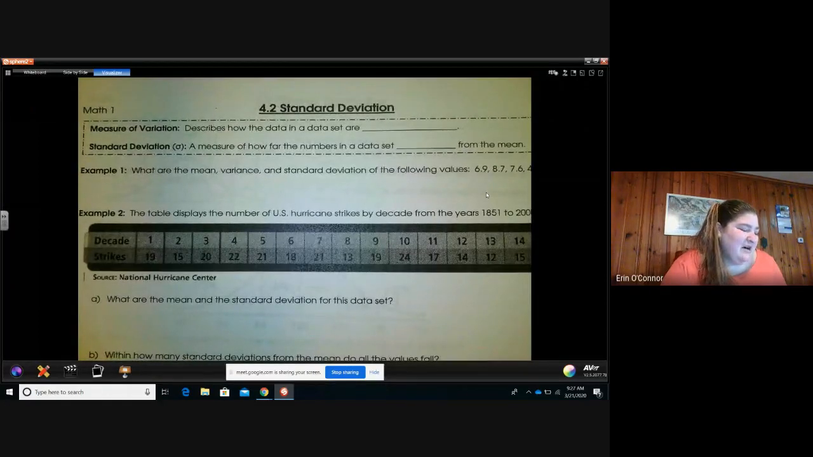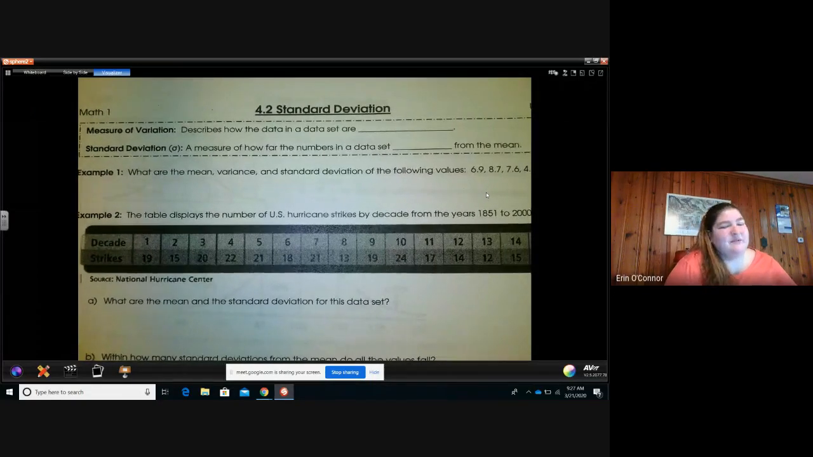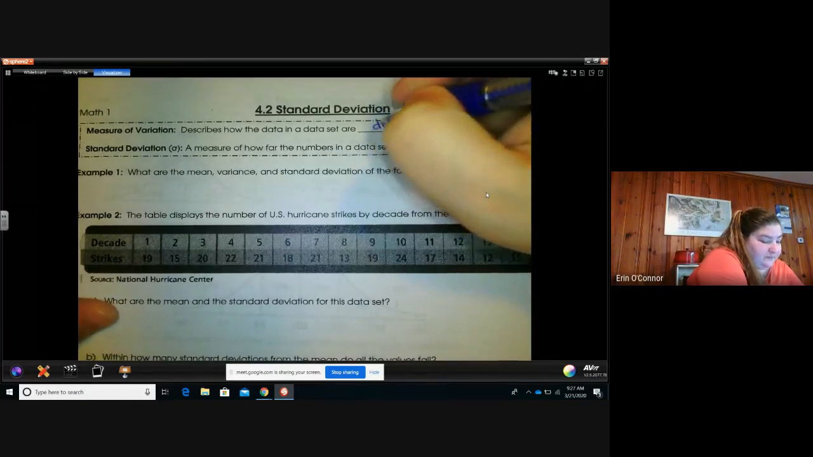Standard deviation is how far generally the data points are from the mean or the average. Remember, mean means average. So there's two big ones we're going to see here. It's the measure of variation. This one's not as widely used, but just in case, I wanted you guys to know what it meant. It describes how the data in a data set are distributed.